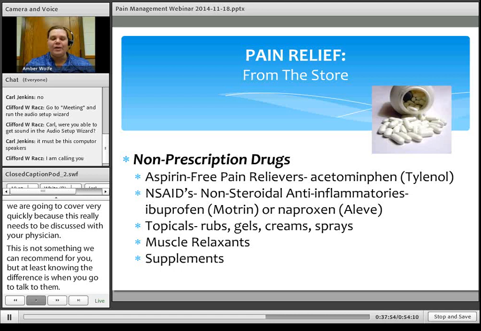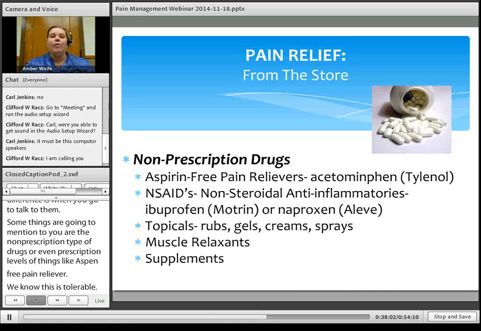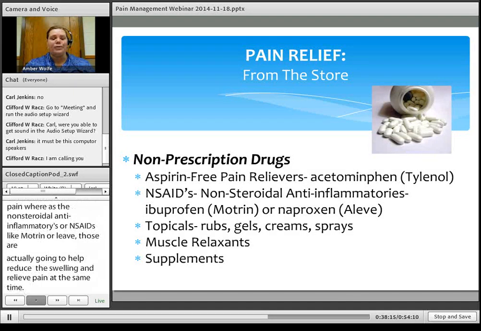We might know that as Tylenol. That generally only relieves pain. Whereas the non-steroidal anti-inflammatories, or NSAIDs, like Motrin or Aleve, those actually are going to help attempt to reduce the swelling and alleviate your pain at the same time. There are different topicals like rubs and gels and creams that you can apply, Icy Hot, Bengay, things along that nature. And there's also muscle relaxants and supplements that you can take.